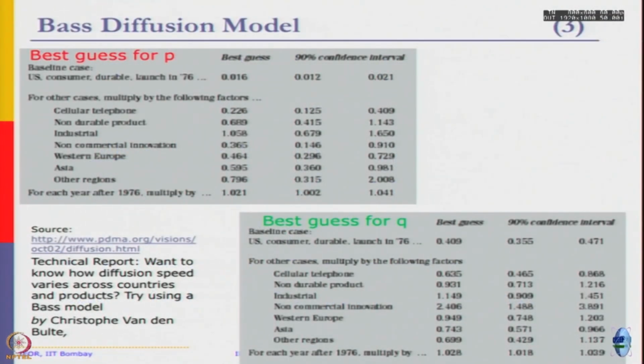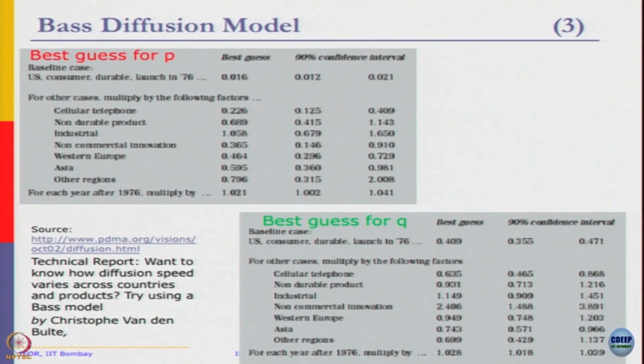So, people have been using the Bass diffusion model for quite some time. Various studies have been reported to look at the diffusion speed across various countries and products, for example, that paper, the link is given. They give some best guesses of p's for various types of products. The p's and q's are going to differ based on whether it is a FMCG, a fast moving consumer good, or a durable good, etc. For example, a baseline case of US consumer durables from 1976 was given as the base case.